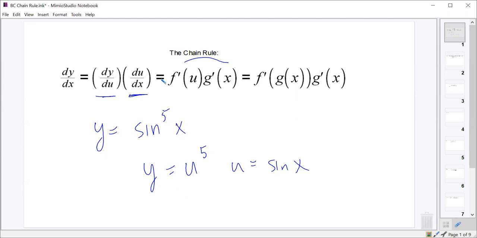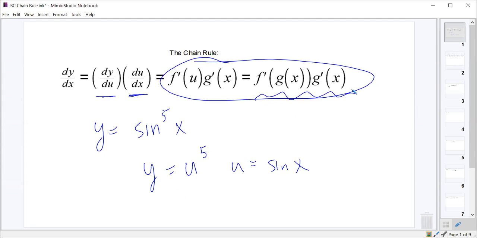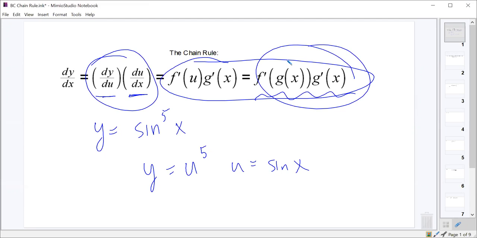Sometimes you might see it written in one of these two notations. This one I will often use also. I probably don't use this one as much, even though it's perfectly legitimate. I'll use this one and this one the most often. So if you can write it as a composition of two functions, you can use the chain rule to evaluate it rather than having to write this out as sine times sine times sine times sine times sine, and then having to do a million applications of the product rule.